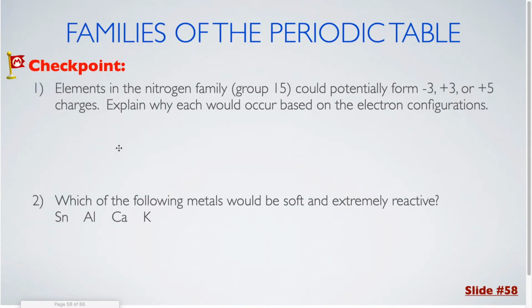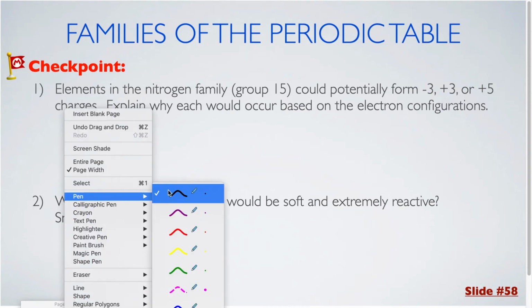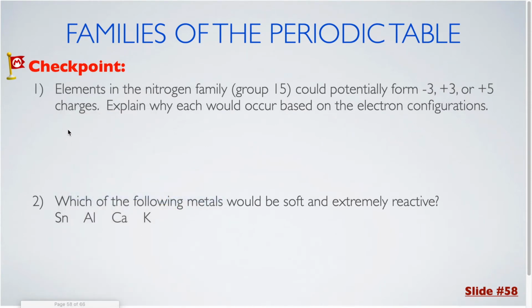For our first checkpoint question, we are looking at elements in the nitrogen family, which could potentially form a -3, a +3, or a +5. And we're trying to explain why each of these could potentially occur using electron configurations. Let's start off with the electron configuration of nitrogen. Nitrogen would have a configuration of 1s2, 2s2, 2p3.